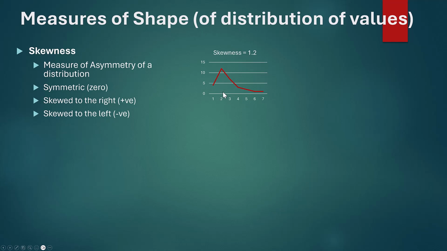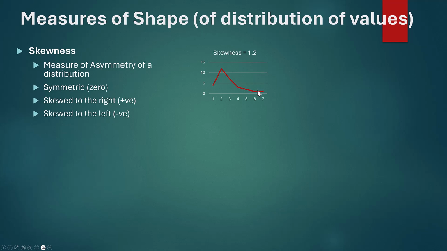The value of 2 appears about 12 times. The value of 1 appears 4 times. The value of 3 appears about 7 times. The value of 6 appears once. The value of 7 appears once. So the high values have low frequencies. Low values have high frequencies. So that's how these values are distributed.